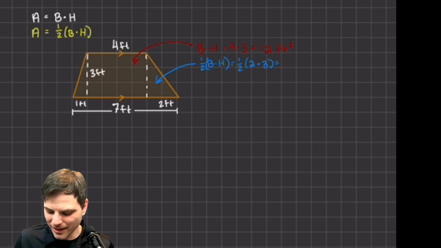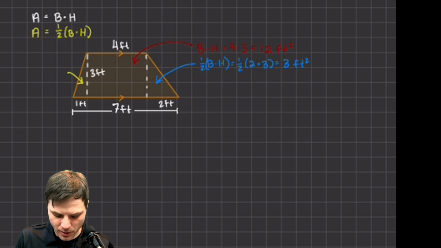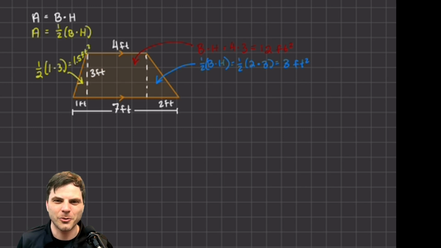And 2 times 3 is 6, times 1/2 is 3 feet squared. And lastly, we have this triangle, which is 1 foot by 3 feet. So we're going to do 1/2 base times height, 1 times 3. And that's going to give us, ran out of room, 1.5 feet squared, or 1 5/10 of a foot squared.